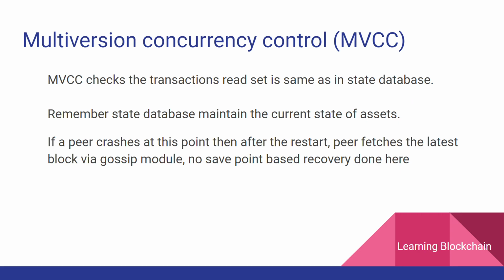The next point is the MVCC. MVCC is another chain code which does the multi-version concurrency control mechanism. MVCC checks that the transaction read set is the same as in the state database. So here you need to know two things: one is the read set and the other is the state database.